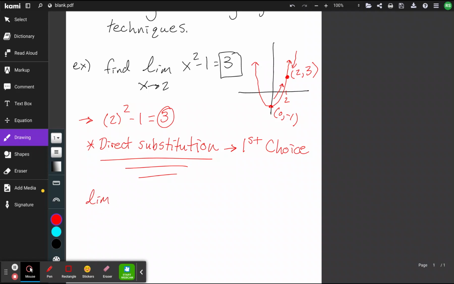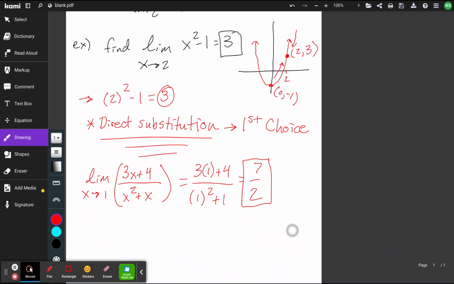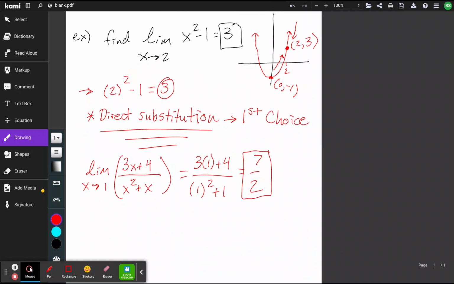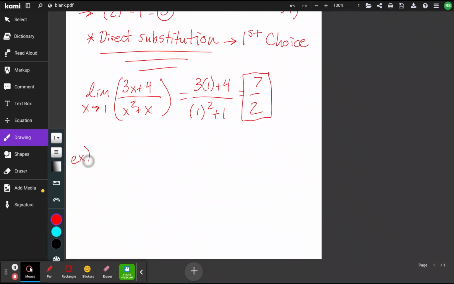work. For example, if we want to find the limit as x approaches 1 for the rational function (3x + 4) over (x squared + x), it might be hard for us to picture what the function looks like, but through direct substitution, we end up with a final answer of 7 over 2. So the limit as x approaches 1 is 7 over 2. The function is defined there, and the left-hand limit and the right-hand limit approach the same place. So direct substitution is always the first thing you should check.